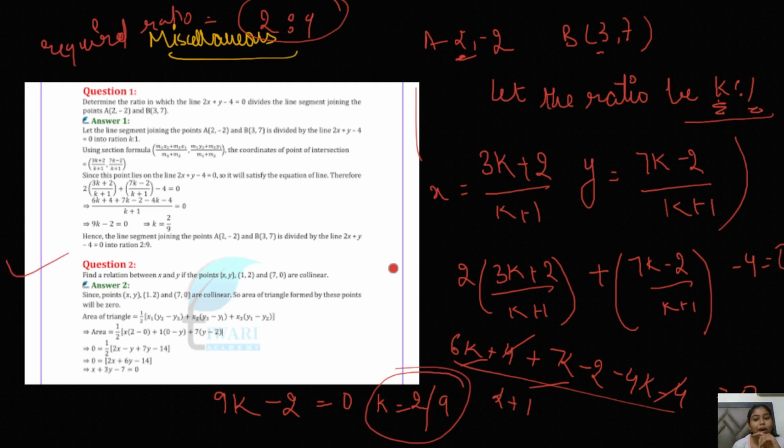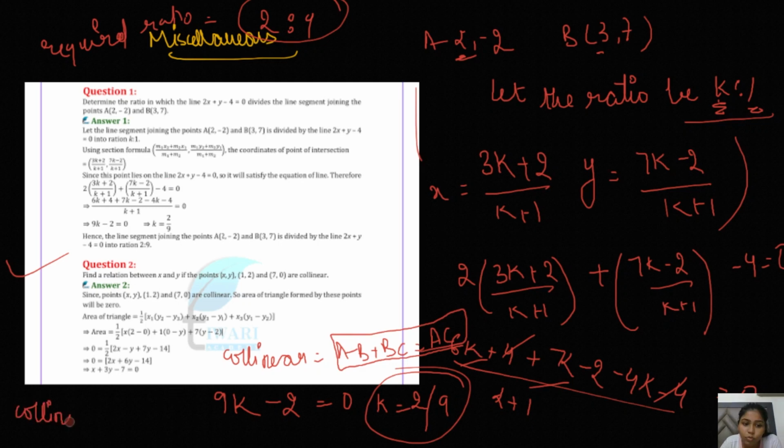Okay, so I've told you certain conditions for collinear, that for any points to be collinear, AB plus BC must be equal to AC. This is what I've told you. Since in this particular case the third side is not given, you will not be able to calculate the distances, right? So in that case, how can you prove the points to be collinear?